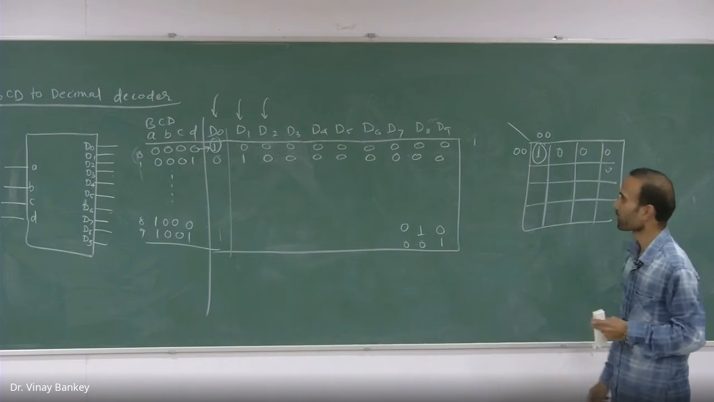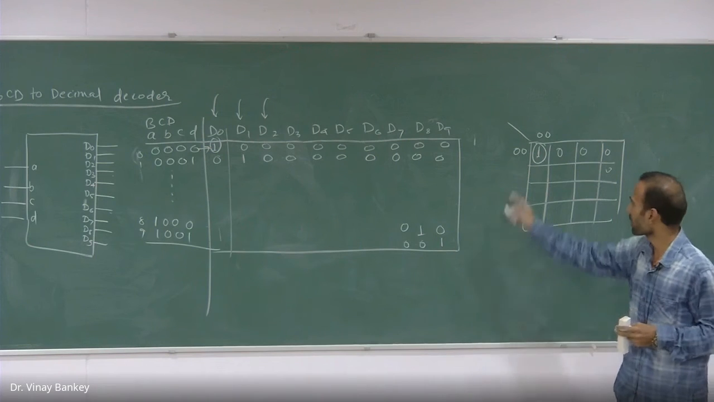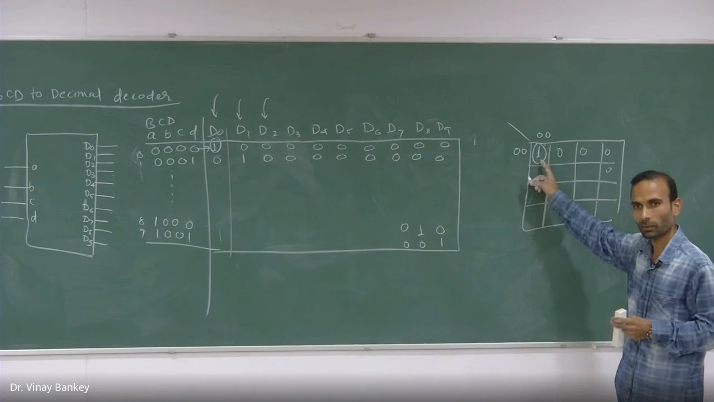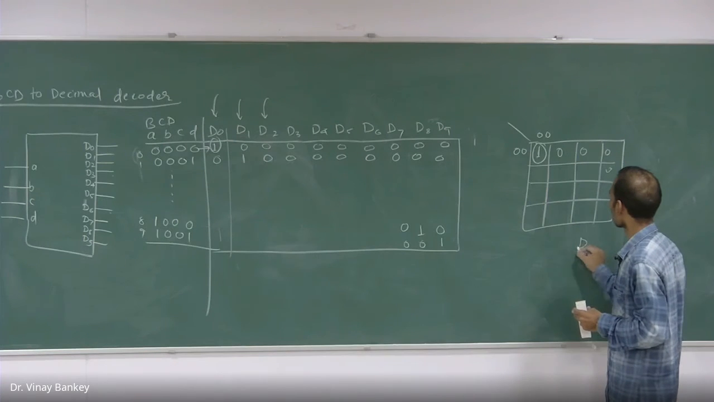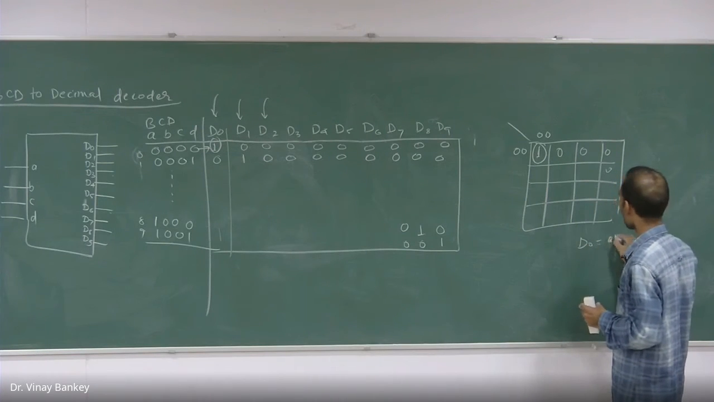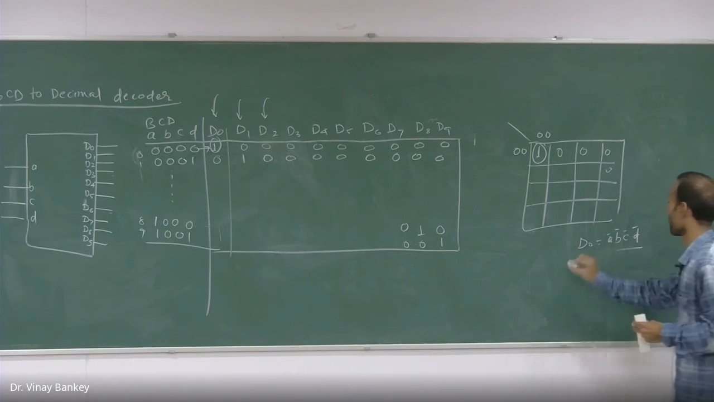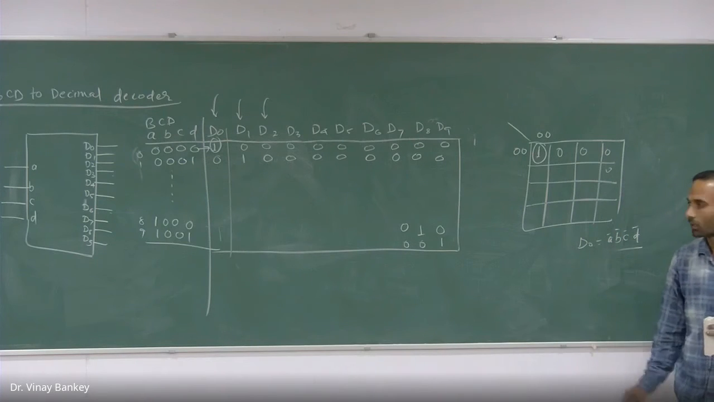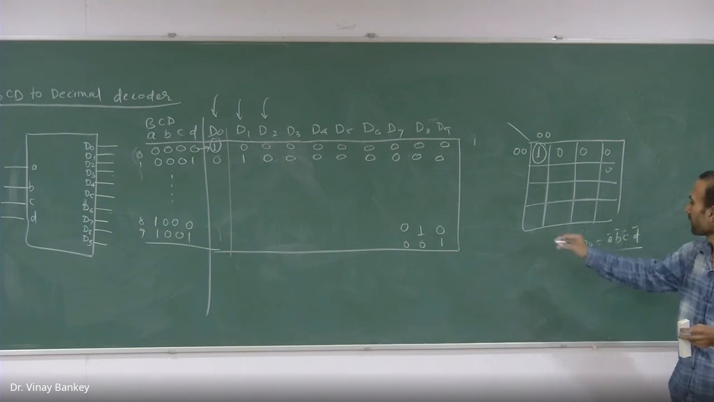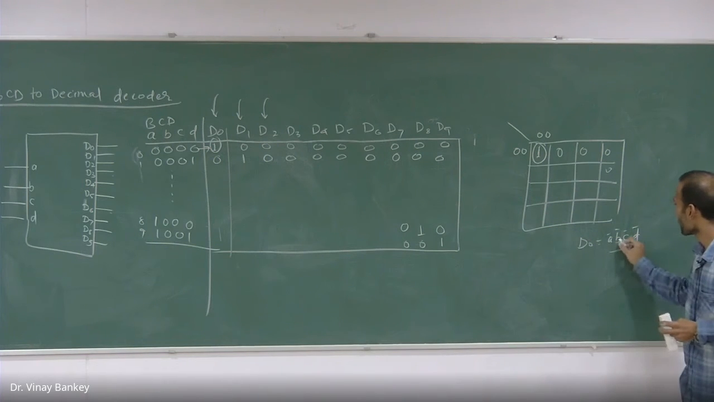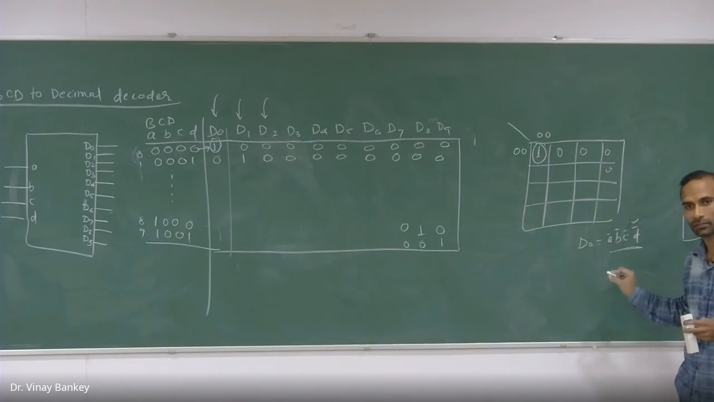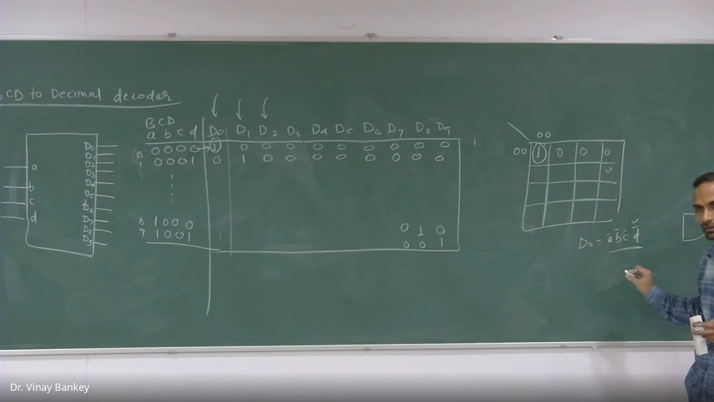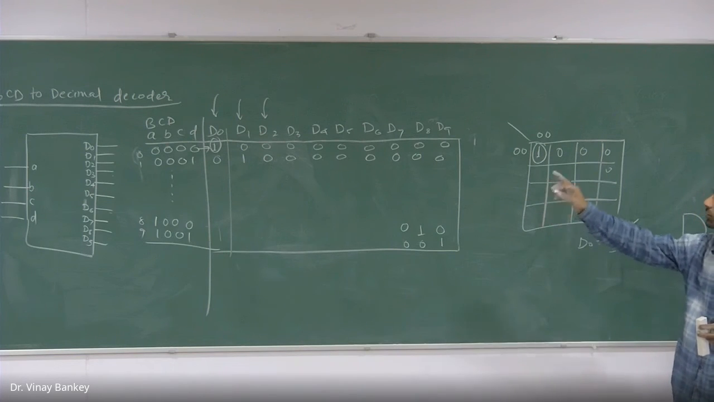So how will you write for this? You can make only one prime implicant here. This is the prime implicant. There is no other way to group this. So the Boolean function for this D0 will be A bar, B bar, C bar, and D bar. This is the way. This Boolean function will require one AND gate along with 4 NOT gates. Correct? So in this way, you can generate all these combinations.